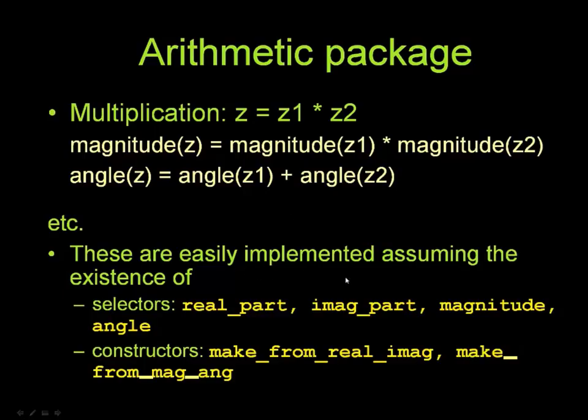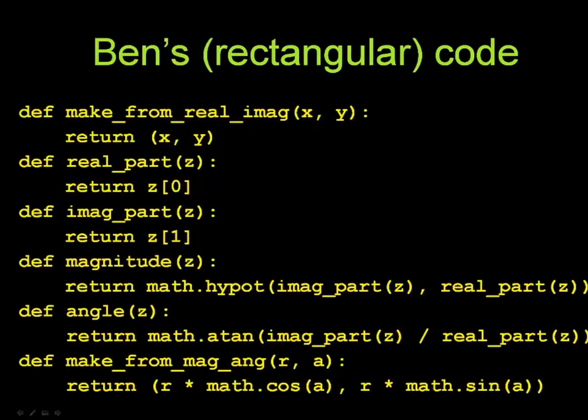These are easily implemented, assuming that you have real part, imaginary part, magnitude, and angle. Then you can use constructors: make from real and imaginary, and make from magnitude and angle. Let's first look at Ben's code. In Ben's code, it's real, imaginary, x and y, so it's a rectangular coordinate, x plus yi. x is the real part, y is the imaginary part.